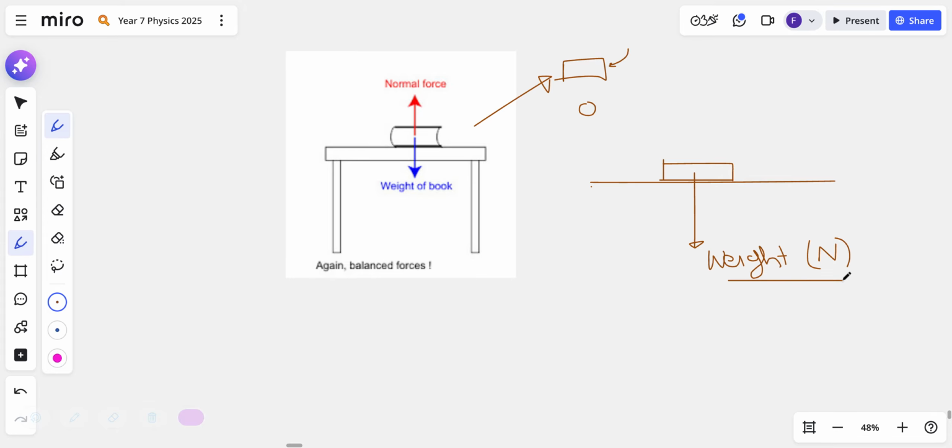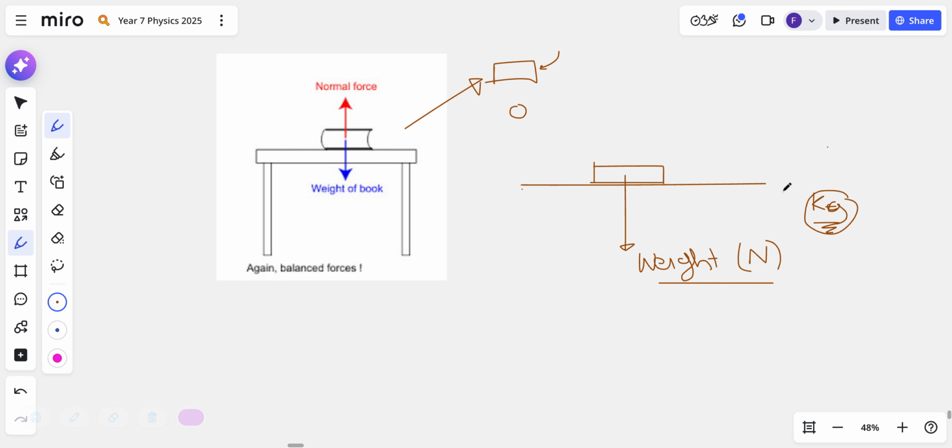The one thing I will say is normal people think weight is in kilograms. That is okay if you're having a chat with your friend. Kilograms is mass. But in physics, and I've said this a lot, physics is a language. Science is a language. It may sound like English, it is not. So I'm talking about weight, and weight is in newtons.